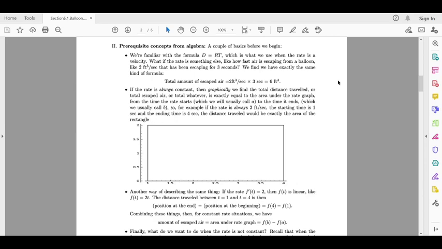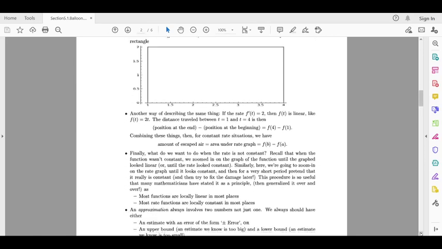It's not distance traveled. It is an amount of something, and it's actually what we're going to do. If we thought about it graphically, now this is again when the rate is constant, we could find the total distance traveled, or total escaped air in this case, or total whatever, is exactly equal to the area under the rate graph. In this particular example, you can see that if the rate was always 2 and we went from 1 to 4, the area would be 8. It would have kind of crazy units. For example, if this is in feet per second and this is in seconds, I multiply the feet per second times the seconds, and the units wouldn't be square anything. They'd be feet, which is exactly how it would work when the rate is constant.